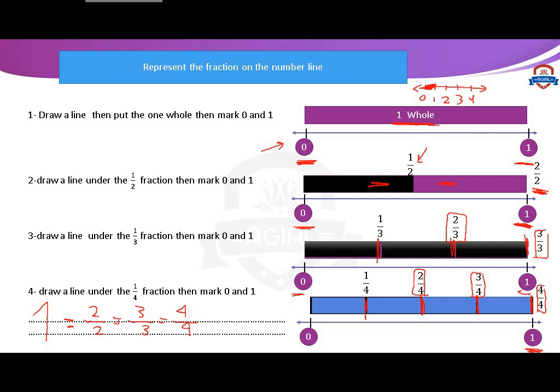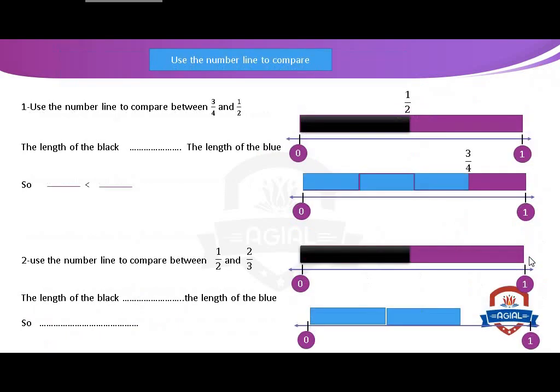Is this easy? If we divide one whole into 2 equal parts, we get half and half. So one whole equals 2 halves. If we divide one whole into 3 equal parts, we get 3 thirds. If we divide one whole into 4 equal parts, we get a quarter and a quarter and a quarter and a quarter. So one whole equals 2 halves, 3 thirds, and 4 quarters. Is this easy? Okay.